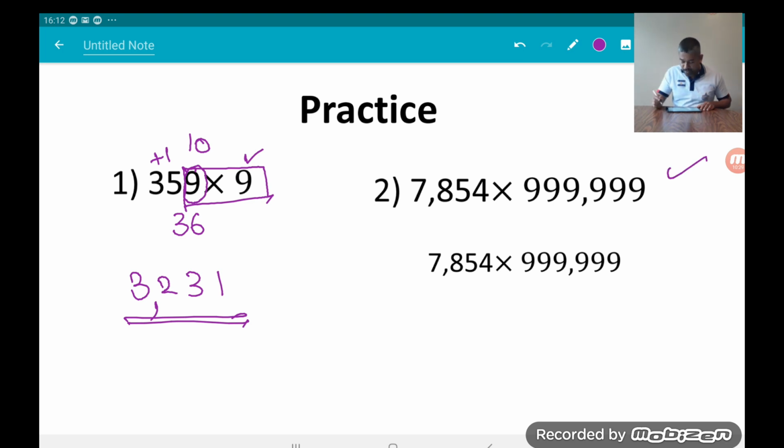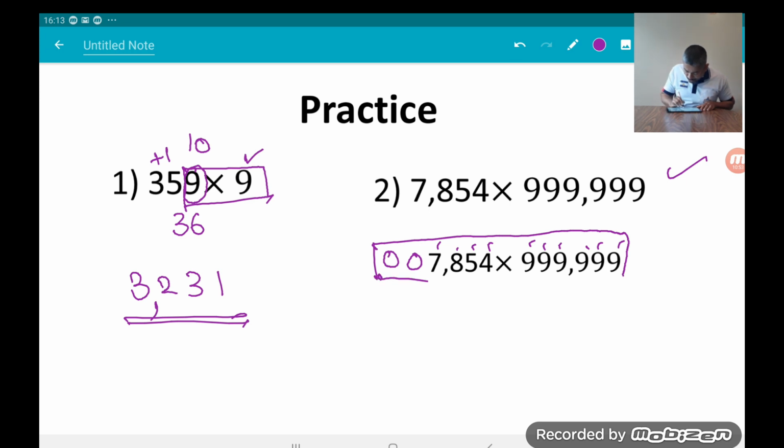7,854 times 999,999. So now you look, how many nines are there? 1, 2, 3, 4, 5, 6. 6 nines. We have only 1, 2, 3, 4 digits here. So we have to add 2 more digits. So just add 2 zeros. So I just made the box now.